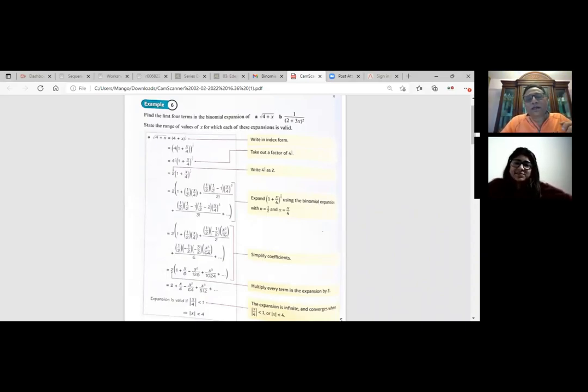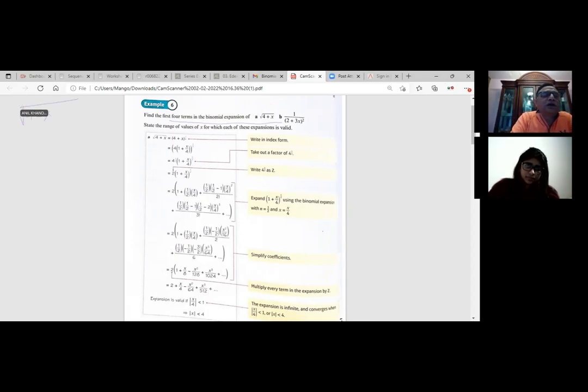So whenever you have radical roots or even negative roots, this special case of binomial expansion works. And if you get stuck, think about this and get your solution. Now we have to find the first 4 terms of the binomial expansion of square root of 4 plus x.